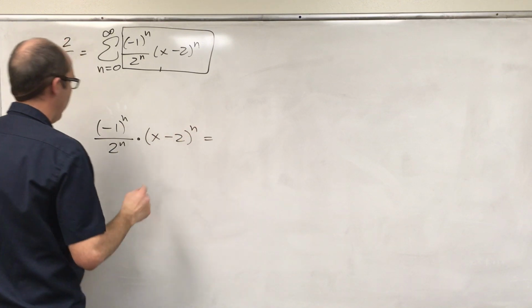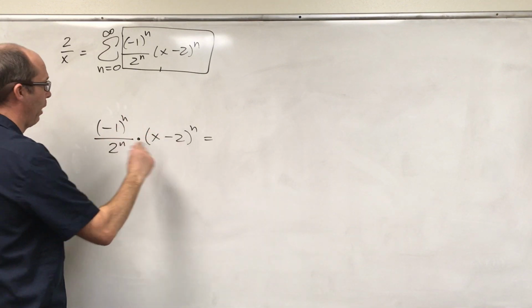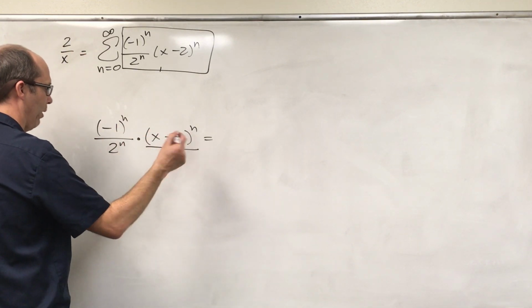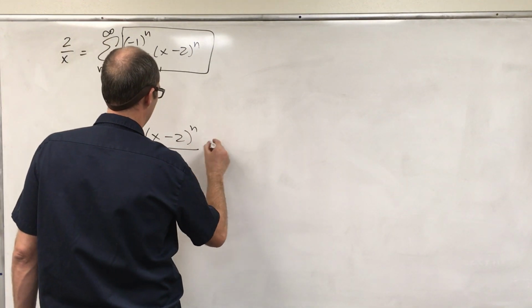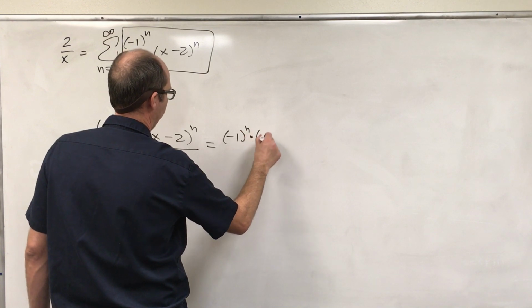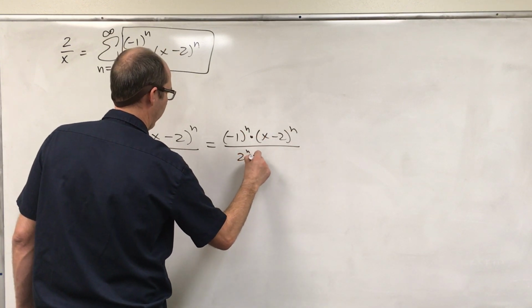Now I'm going to do all the steps. So you put that over 1, multiplying fractions. You've got (-1) to the n times (x minus 2) to the n, over 2 to the n times 1.